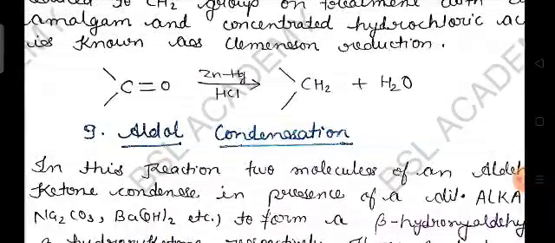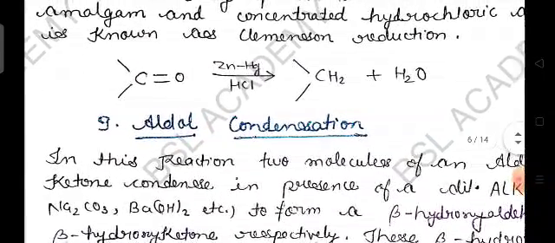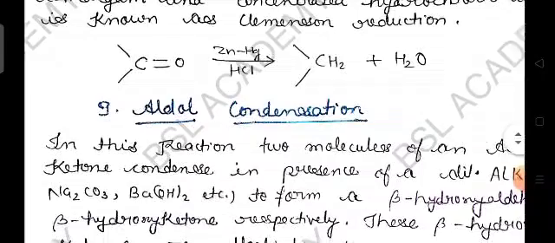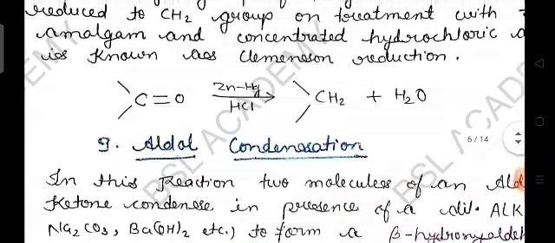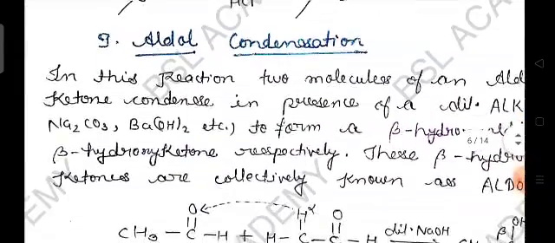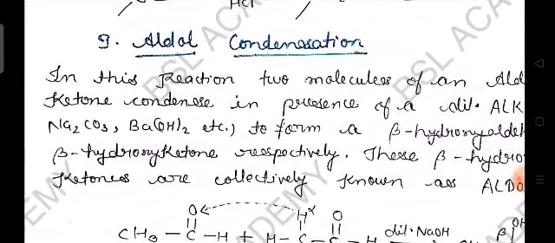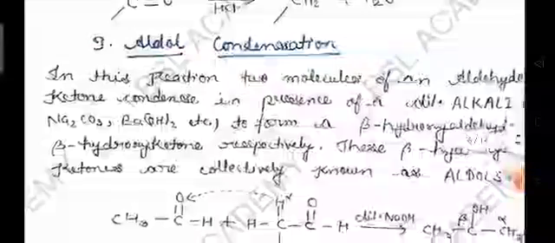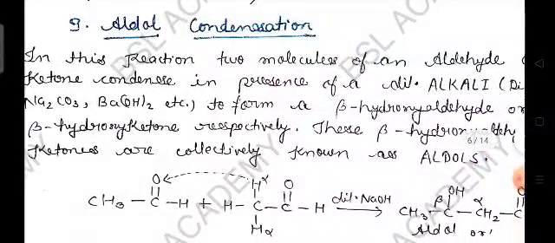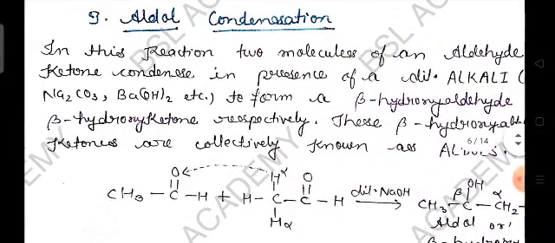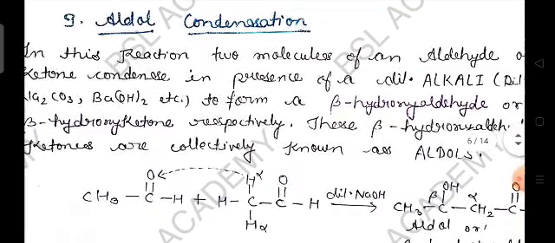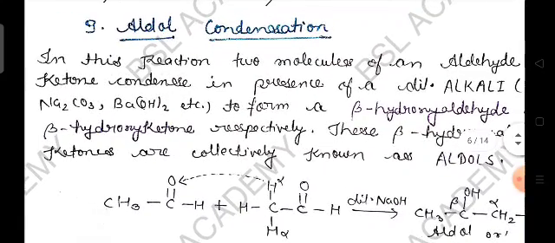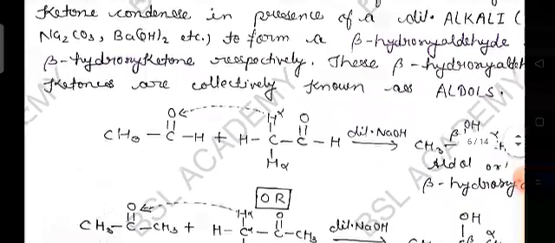This is the reaction for Clemmensen reduction. Here you can see the ketonic group changed into the alkyl group. Now next, aldol condensation. This is the most important reaction. So please read it carefully and practice it.